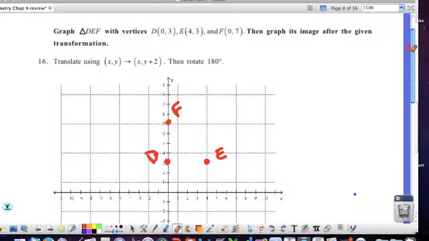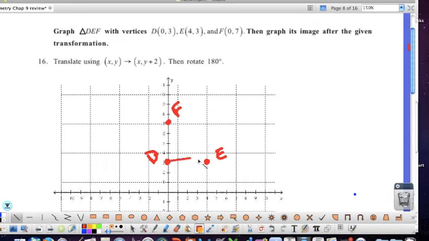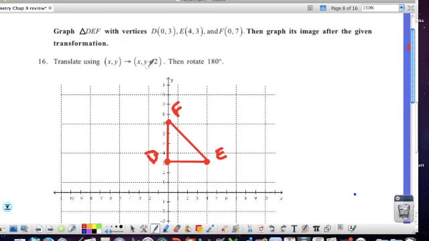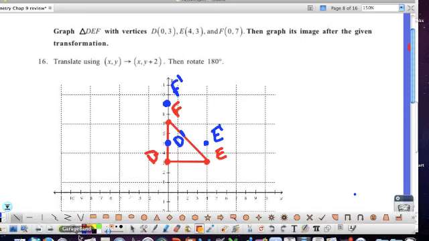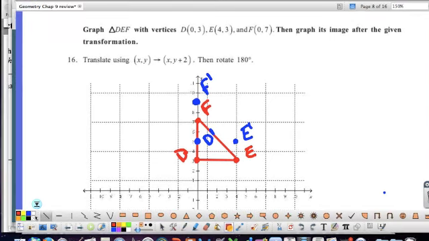So for this problem, they wanted us to draw a triangle with these vertices. I've already plotted the points, and I'm going to use the straight line tool to connect them. Then they want us to move this figure, x stays the same, y plus 2. So the figure is going to move 2 spaces up. That's my new F, that's my new D, that's my new E. So D prime, E prime, and F prime. I'm going to go through here and grab my straight line tool. Thought it was going to be blue. It's red.